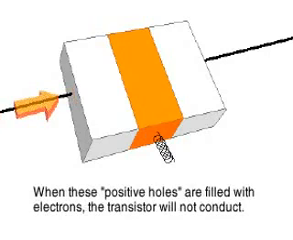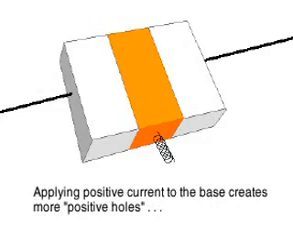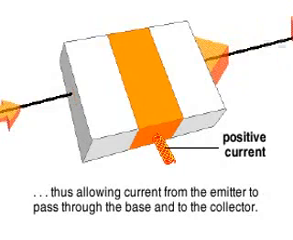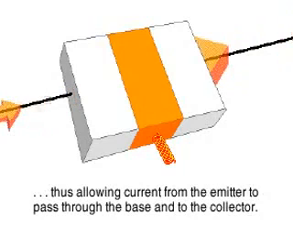But when these holes are filled, the resulting negative charge repels further electrons that would come from the emitter. The transistor does not conduct. But when a small positive current is applied to the base, it will produce additional holes that will in turn allow more electrons to come from the emitter and pass through the base to the collector.